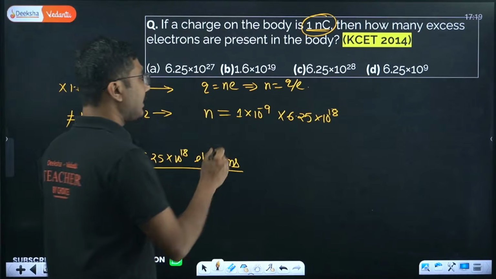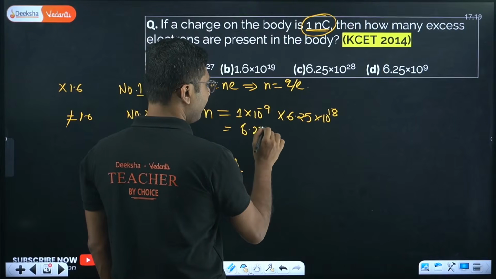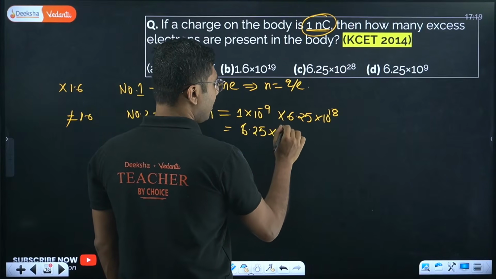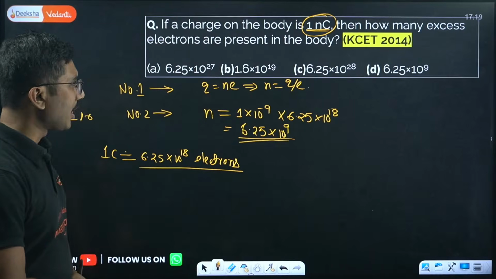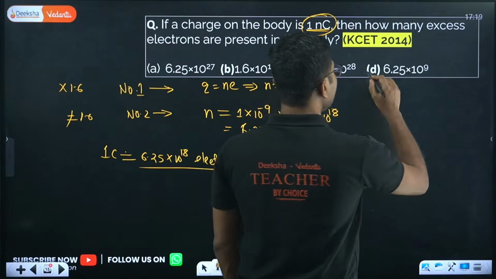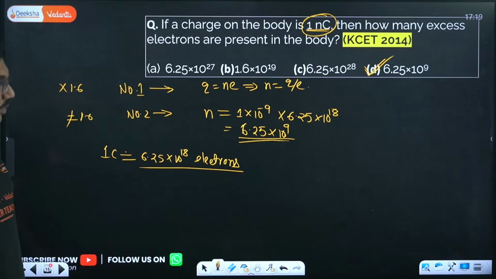That's it, right? So here you just need to multiply and you will get 6.25 × 10^9. So the excess amount of charge is 6.25 × 10^9. So the correct answer is option D. Okay, the correct answer is option D.